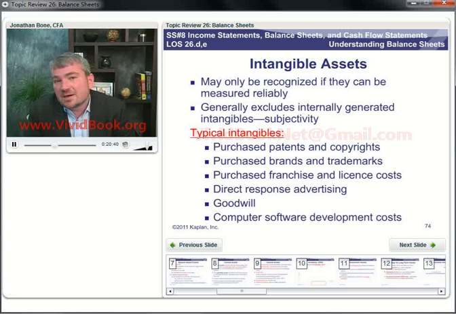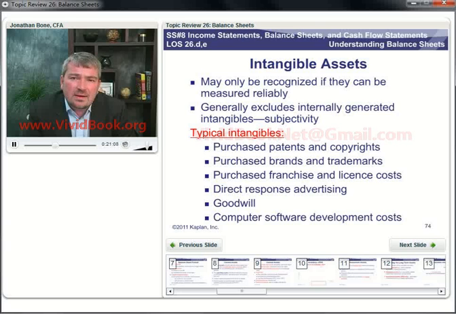So, for example, purchased patents and copyrights we can include. Purchased brand names and trademarks we could include. Internally generated brand names, well again, look, the problem is, what would be the dollar value? It's too difficult to attach a reliable dollar value, so you're not allowed to capitalize internally generated brand names, trademarks, patents, copyrights. Same with franchise and license cost. If you've purchased them, fine. If you've internally generated, no.